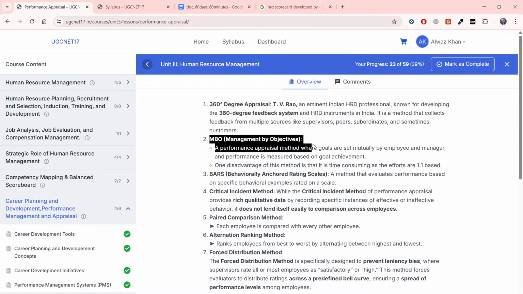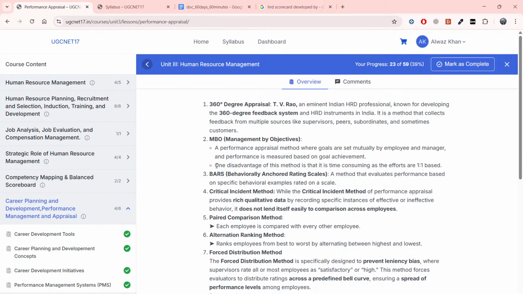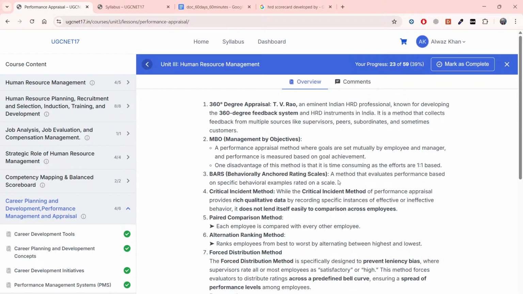MBO, management by objectives. A performance appraisal method where goals are set mutually by employee and manager and performance is measured based on goal achievement. One disadvantage of this method is that it is time consuming as the efforts are one-to-one based. BARS, behaviorally anchored rating scales, a method that evaluates performance based on specific behavior examples rated on a scale.